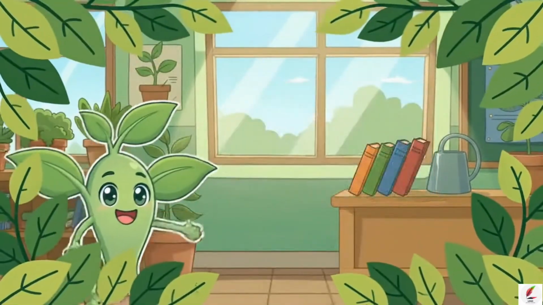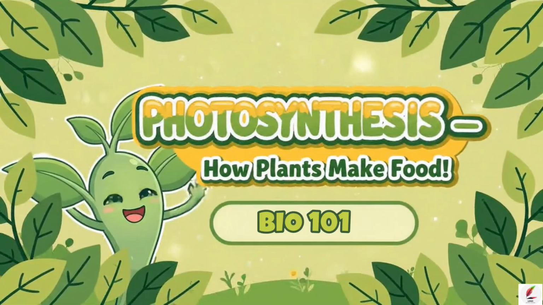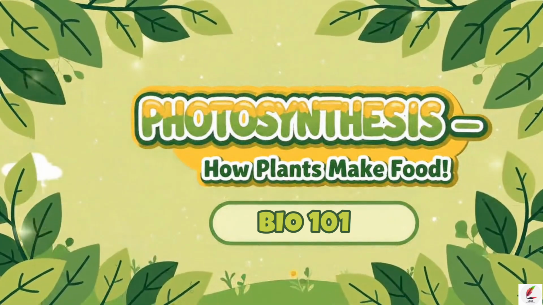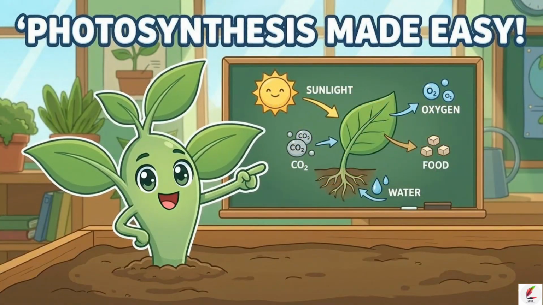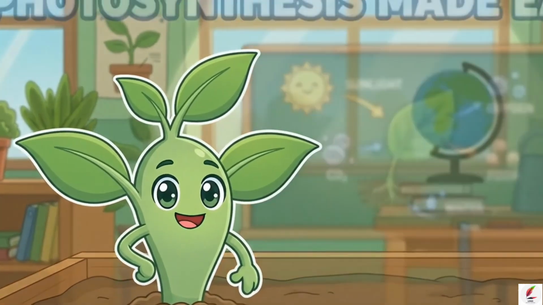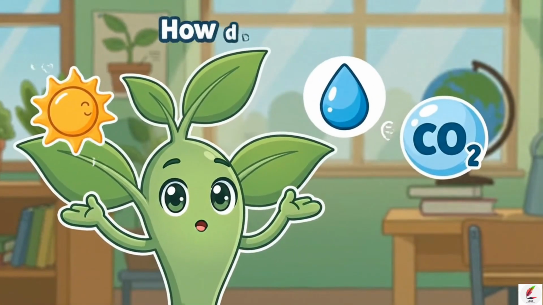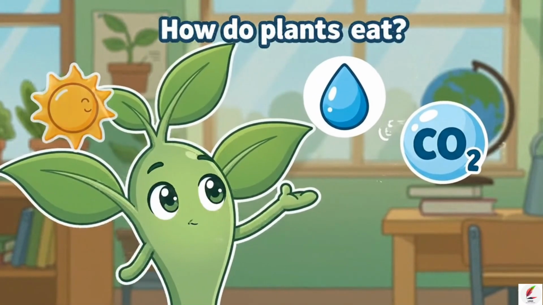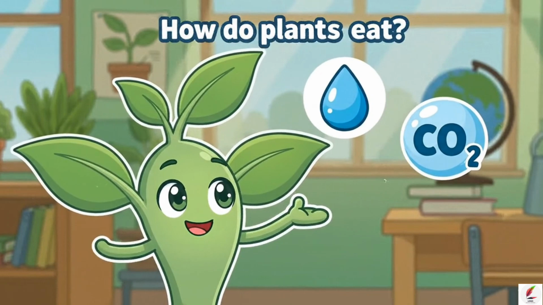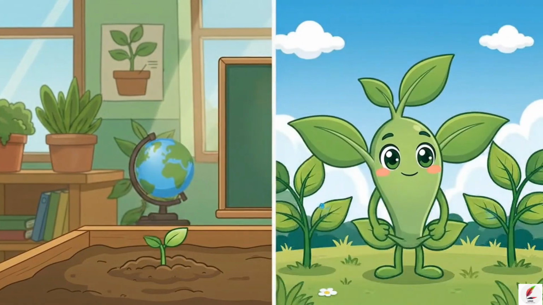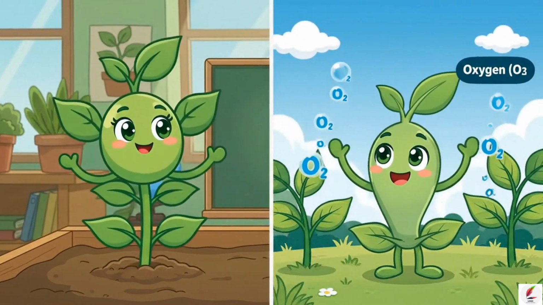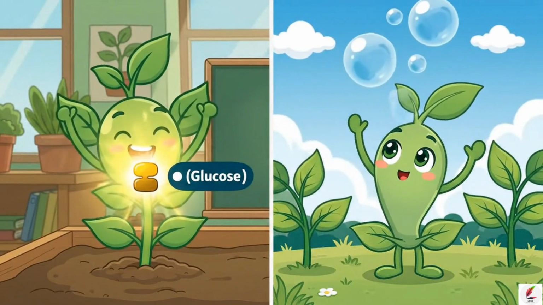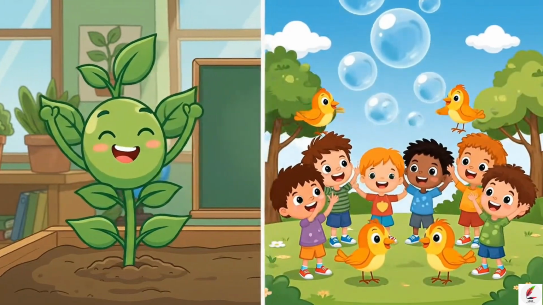Hi kids! Let's learn how plants make their food. Plants use three things: sunlight, water, and a gas called carbon dioxide. Using these, plants make food to grow. They also give us oxygen to breathe.